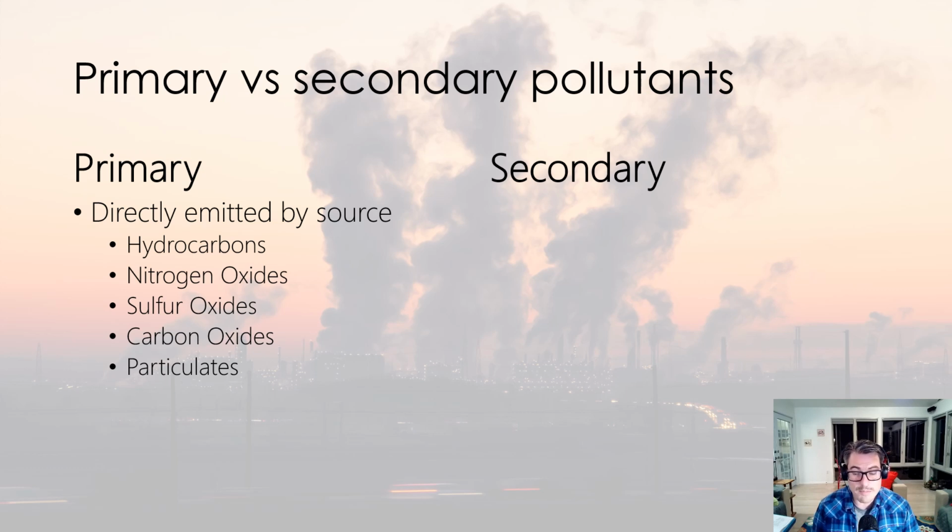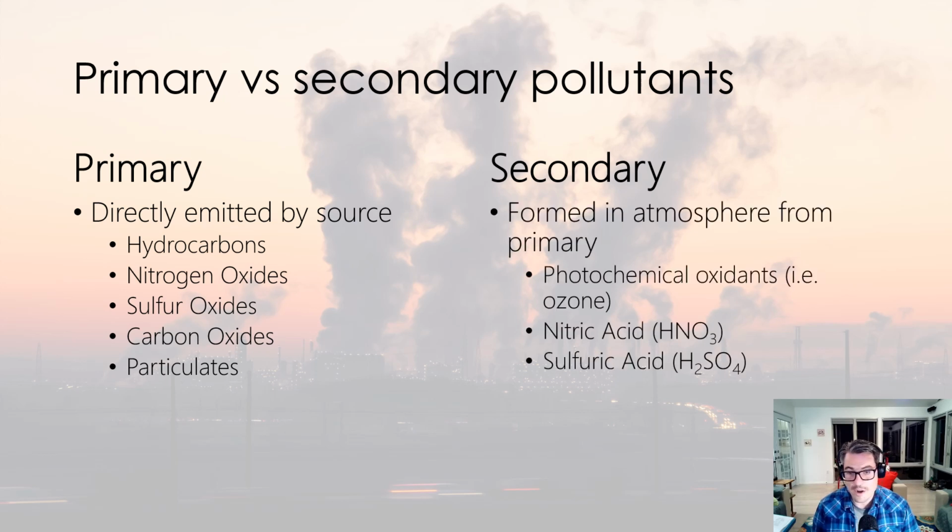Once these pollutants make it into the atmosphere, they can mix with each other or with other atmospheric components like water vapor to form secondary pollutants. Secondary pollutants include things like photochemical oxidants, nitric acid, or sulfuric acid, and usually these secondary acids have a higher ability to cause harm to human health or the environment than the original primary pollutants themselves.